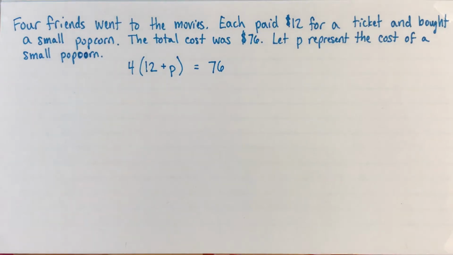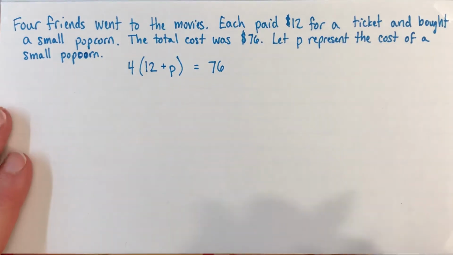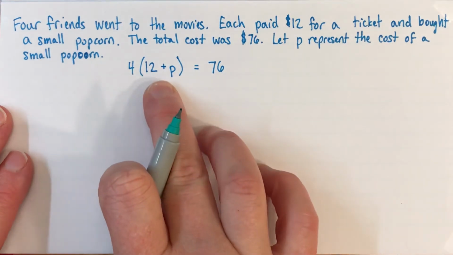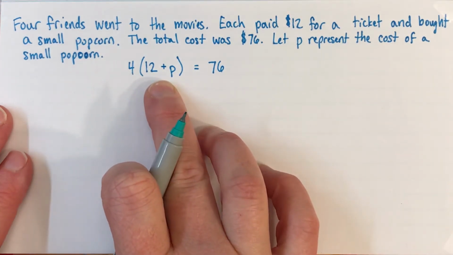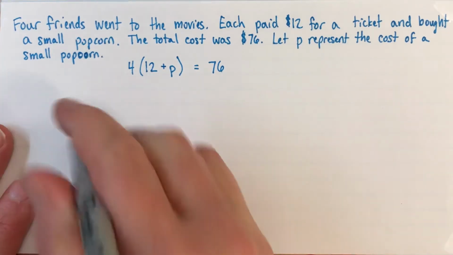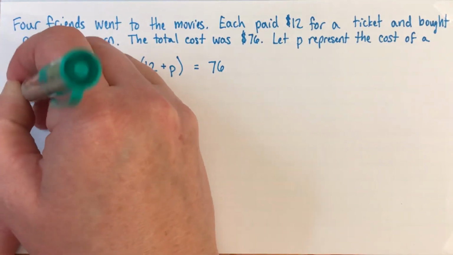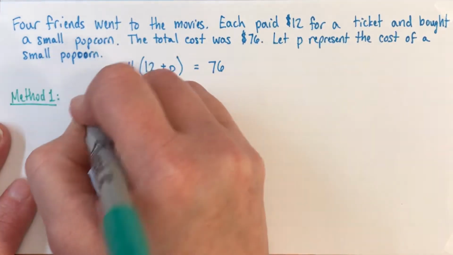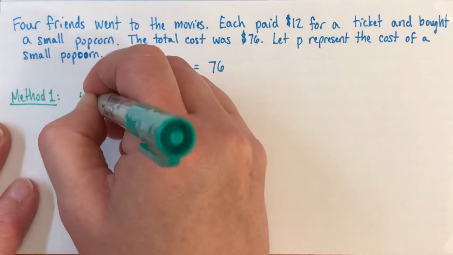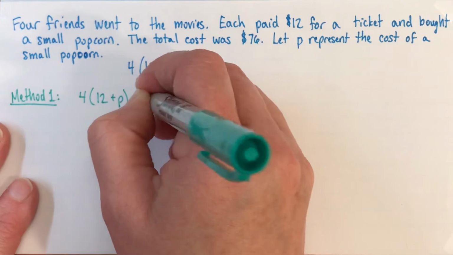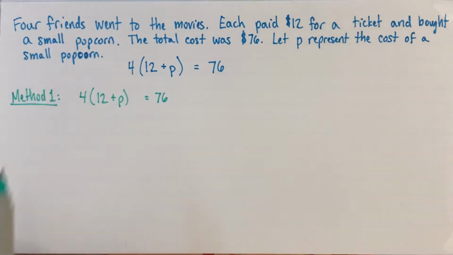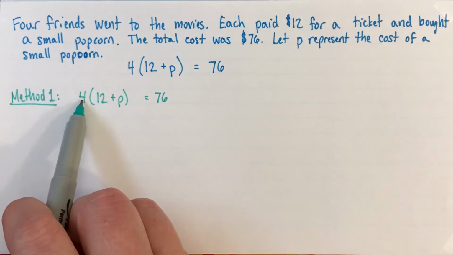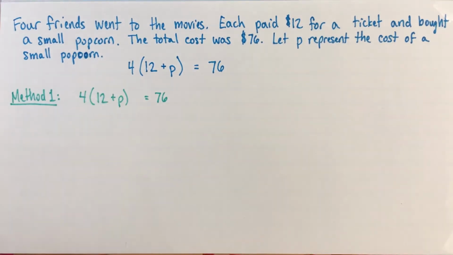All right. So that's just one way to represent the equation. There's another way that some people might do naturally, which will show up as we solve this. So now we'll solve this, because we'd like to know what was the price of the popcorn. Right? So that's what we're doing when we're solving this equation. So method 1. We're going to copy 4 times 12 plus P equals 76. So method 1 is to use the distributive property here, and we'll do 4 times 12 and 4 times P.